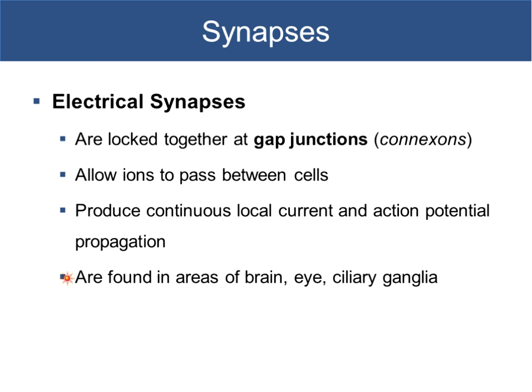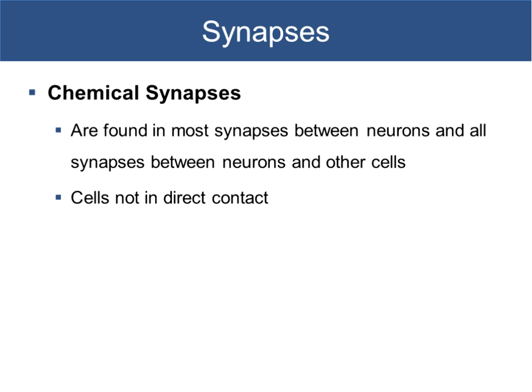To make that process happen more efficiently, it makes sense that these neurons are touching one another. They get a chance to touch one another to pass this information along very quickly. So we find them in the brain, the eye, and also in your ciliary ganglia.